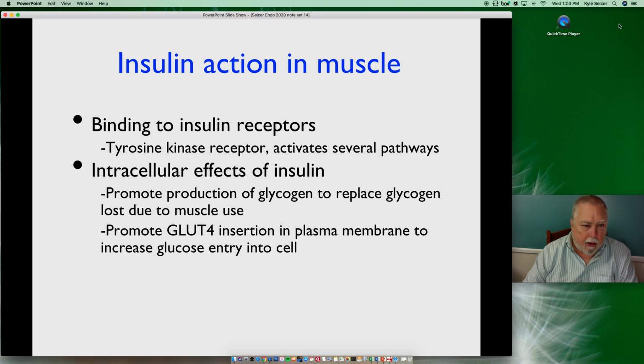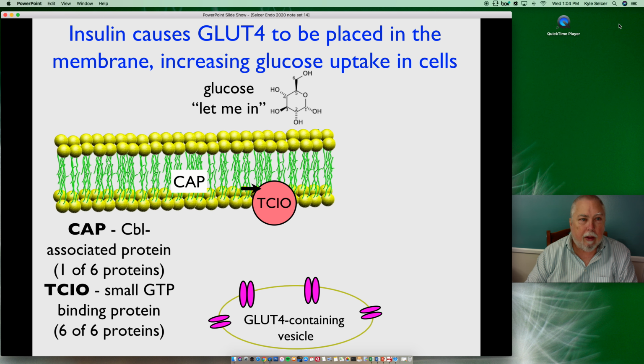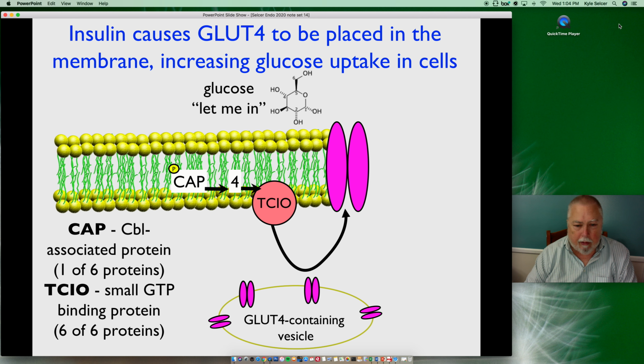Okay. And then it's also going to promote GLUT4 insertion in the plasma membrane to allow more glucose entry into the cell. So you have something to work with to make that glycogen. Insulin causes GLUT4, as we saw previously, but this is an elaboration of that. So we're going to have phosphorylated CAP that comes from the PIP3. And then there's at least 4 other enzymes that then turn on TC10. TC10 takes GLUT4 containing vesicles, and those vesicles just fuse with the membrane.